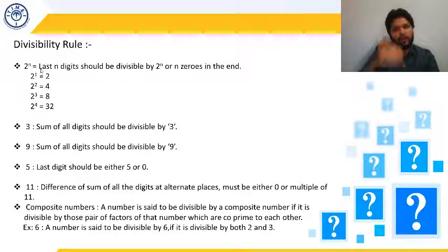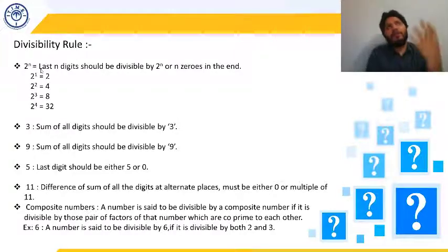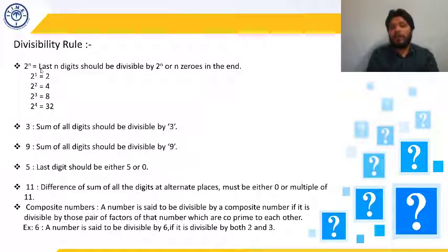24 can be obtained by 12 into 2, but it is not a co-prime pair. Their HCF is 2, or common factor between them is 2. So we will not take 12 and 2. It can be formed by 6 into 4 also, but again it is not a co-prime pair because their HCF is 2, and common factor should be 1, then only they are co-prime. And 24 can also be formed by 3 into 8. Now 3 and 8 are the co-prime pair. So if a number is divisible by 3 and 8 both, then it is divisible by 24 also.